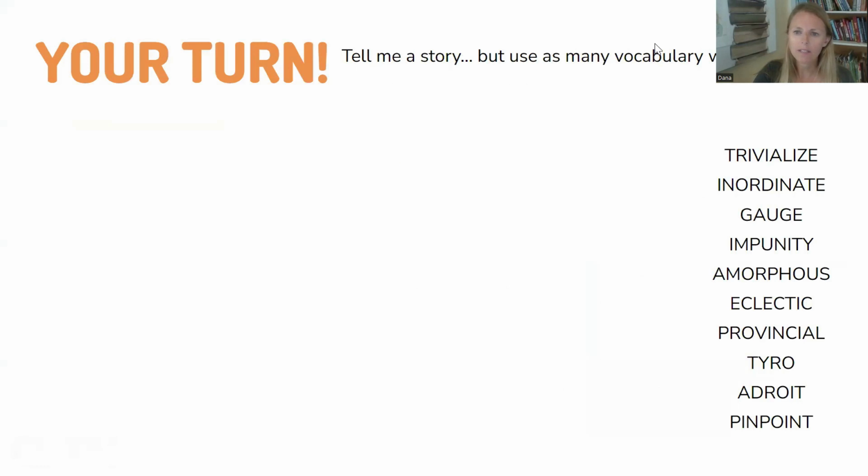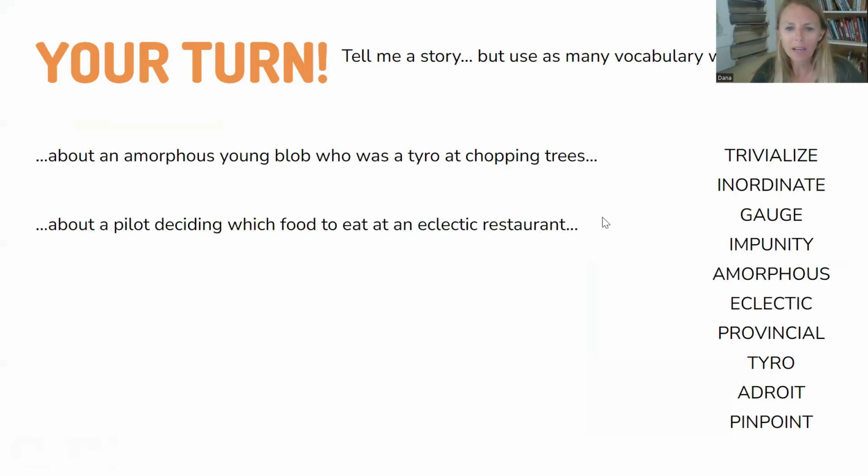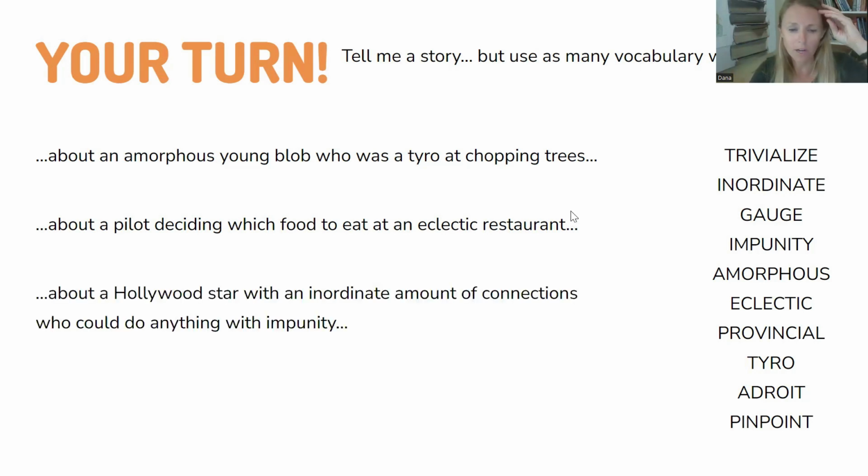This one, the activity says to tell me a story, but use as many vocab words as possible. So tell me a story about an amorphous young blob who is a tyro at chopping trees. So a blob who is new to tree chopping. Did somebody trivialize his efforts? Did he chop down an eclectic grouping of trees? I don't know. About a pilot deciding which food to eat at an eclectic restaurant. How might a restaurant be eclectic? Well, it has like Asian food and Mexican food, all sorts of eclectic food options.